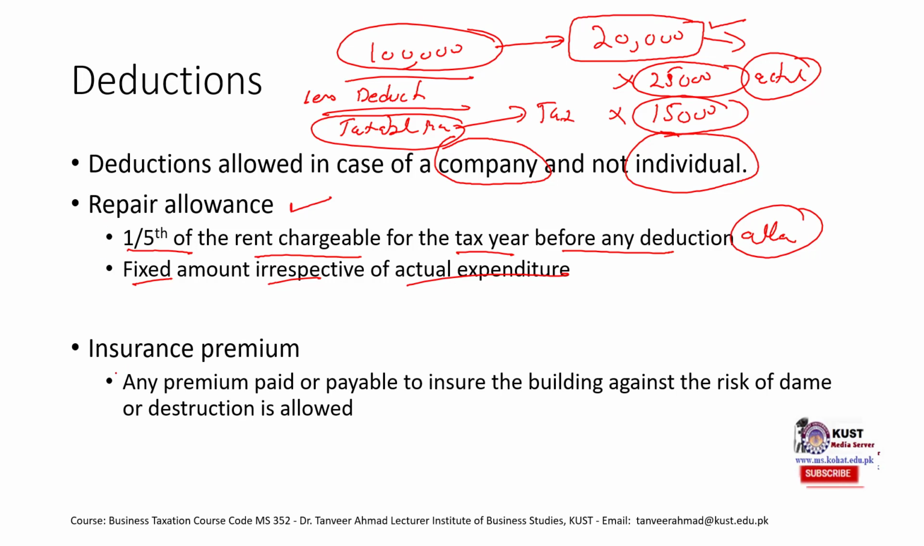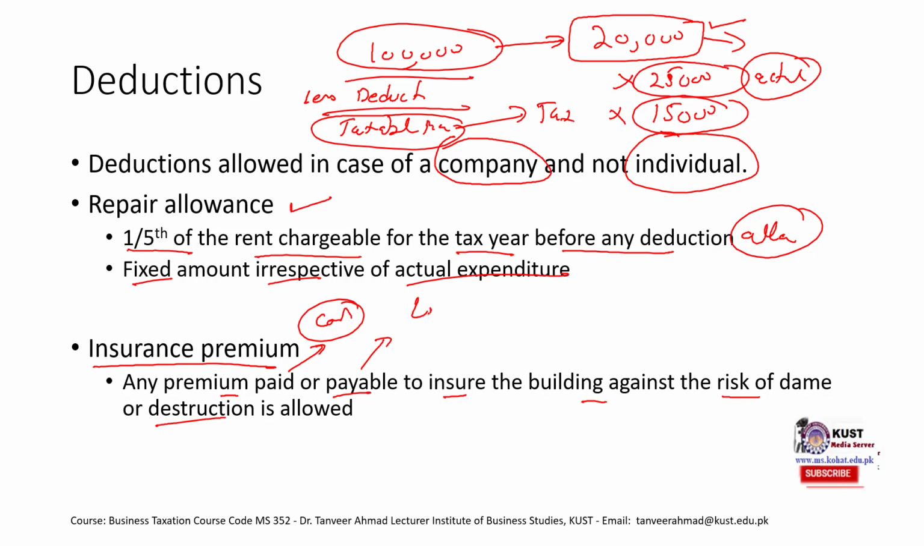Then there is insurance premium. Any premium paid or payable. Remember, either we have paid the cash or we have incurred the expense but haven't paid the cash, to insure the building against the risk of damage or destruction. So any fire insurance, or let's just say flood insurance to the property, or any kind of insurance whose purpose is to minimize the risk of damage of the building, that insurance premium is allowed as deduction.